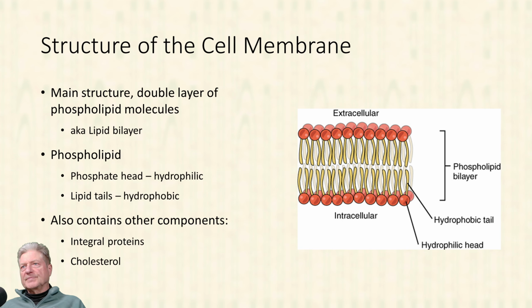Biology is constant. Okay, so what we're going to look at first is the structure of the cell membrane, and we'll have a quick look at this here. So the main structure is a double layer of phospholipid molecules. So the phospholipid molecule over here, we have what we call the hydrophilic head and the hydrophobic tail, and they get together in what is known as the phospholipid bilayer. Now that's a pure phospholipid bilayer.